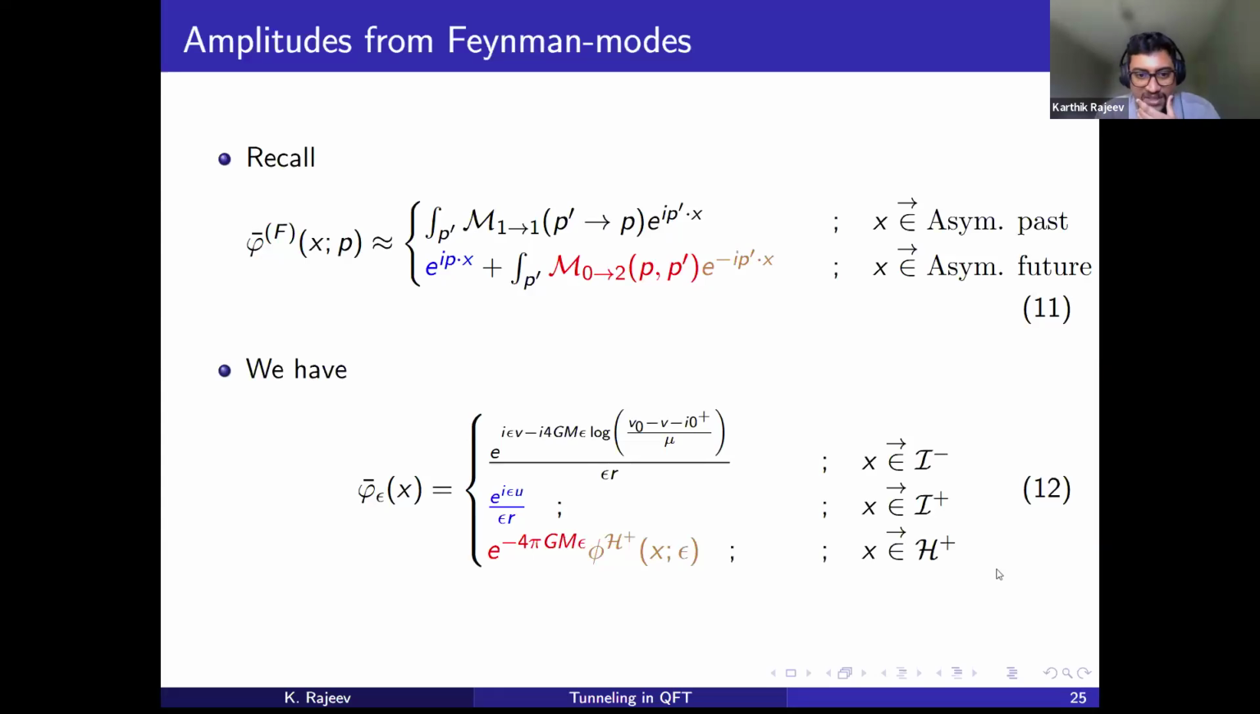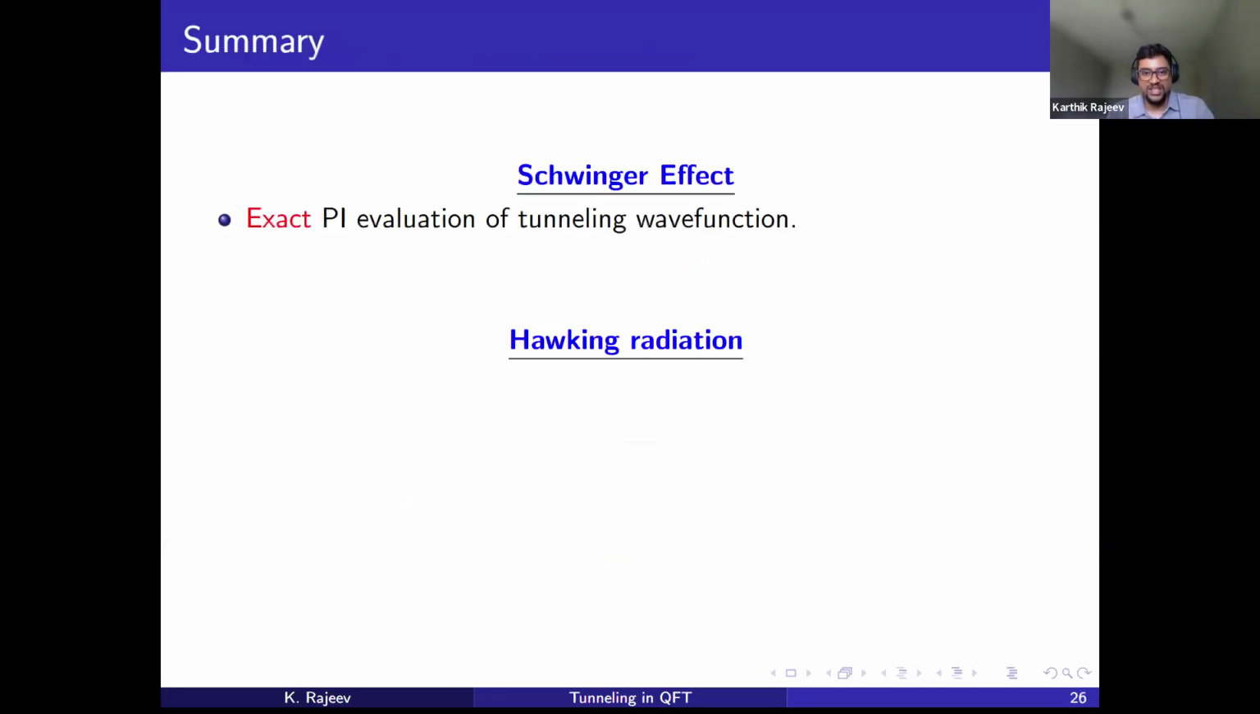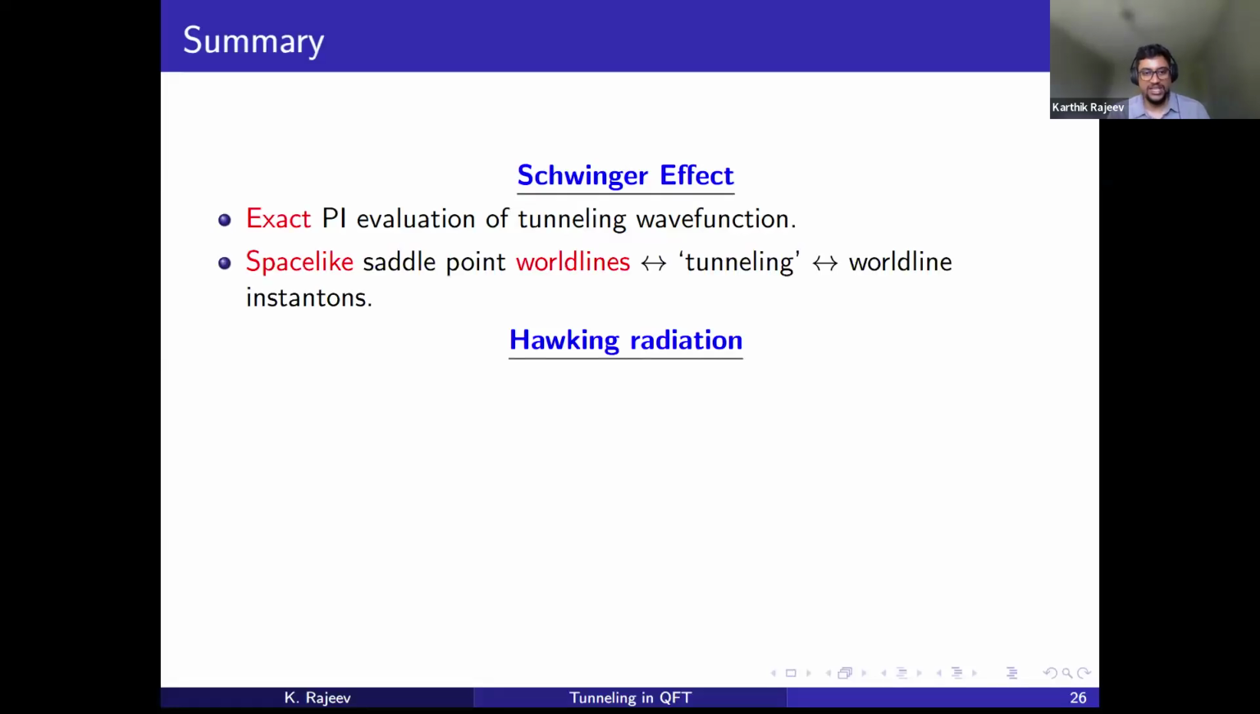Yeah, so that finishes the section. So the summary is that in the Schwinger case, most of it was exact. We could do the path integral exactly and evaluate the tunneling wave function exactly. And then we saw precisely that these space-like saddle points, space-like world lines, give rise to tunneling, and the world line instantons or the complex world line saddles are just a proxy of these space-like world lines.